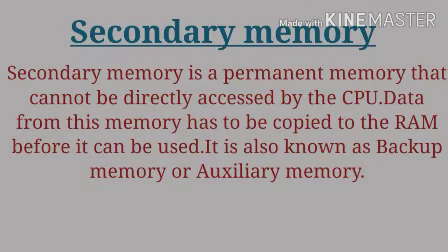Now let's learn about secondary memory. Secondary memory is a permanent memory that cannot be directly accessed by the CPU. Data from this memory has to be copied to the RAM before it can be used. This memory is also known as backup memory or auxiliary memory.